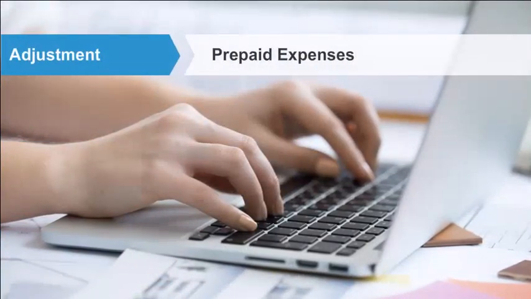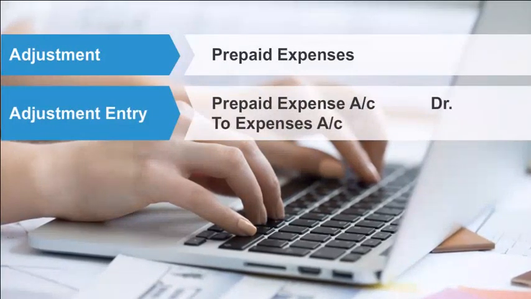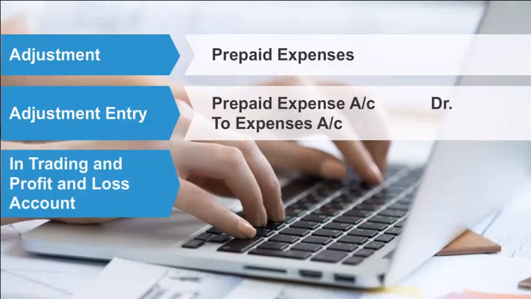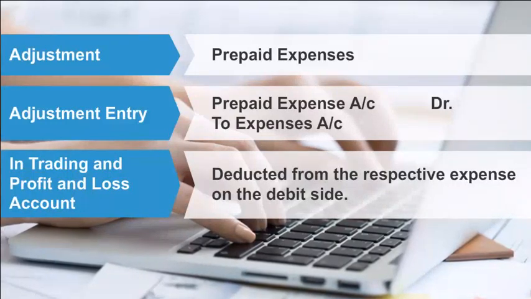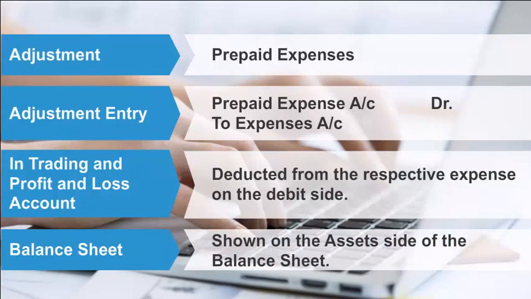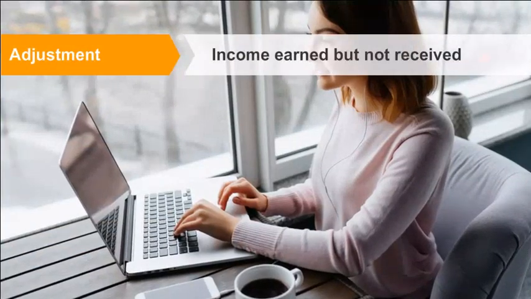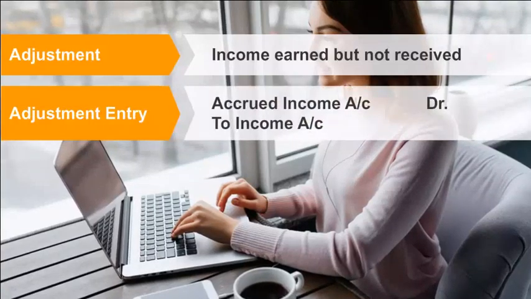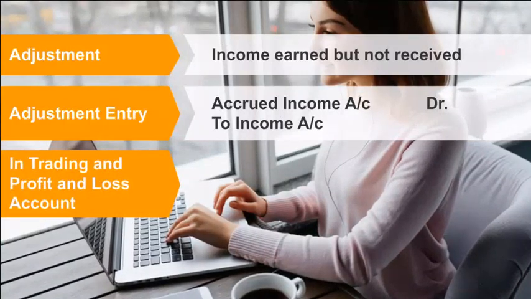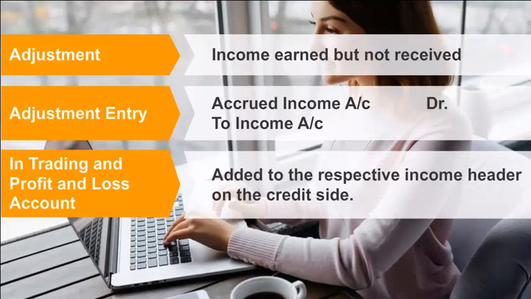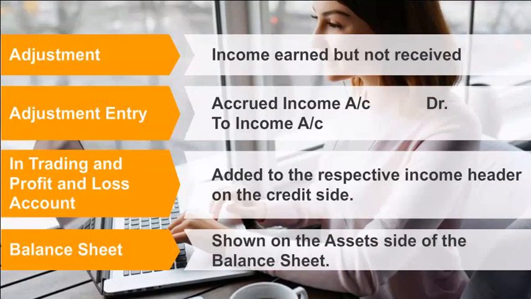Adjustment: prepaid expenses. Adjustment entry: prepaid expense account debited to expense account. In trading and profit and loss account, deducted from the respective expense on the debit side. Balance sheet: shown on the asset side. Adjustment: income earned but not received. Adjustment entry: accrued income account debited to income account. In trading and profit and loss account, added to the respective income head on the credit side. Balance sheet: shown on the asset side.